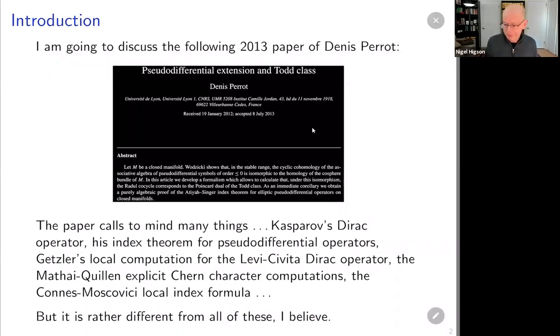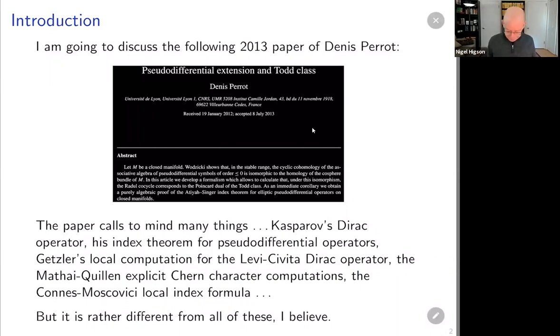And when you read this paper, you can't avoid thinking that you've seen parts of the paper, various parts, before in various places. For example, in the work of Kasparov on his index theorem, the work of Getzler, of course, on the local proof of the index theorem for the Dirac operator, the Mathai-Quillen work on calculating Thom classes, the local index formula that we heard yesterday of Connes and Moscovici, that's certainly very much suggested by this work.